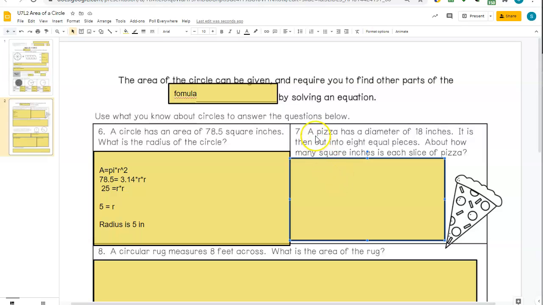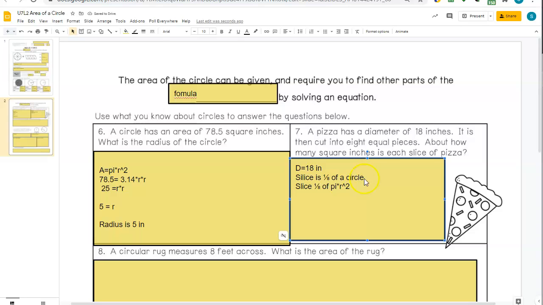Let's look at this one. A pizza has a diameter, so D equals 18 inches, right? It's then cut into 8 equal pieces. About how many square inches is each slice of pizza? So a slice is 1/8 of a circle. So let's say the slice is then 1/8 of pi r squared.